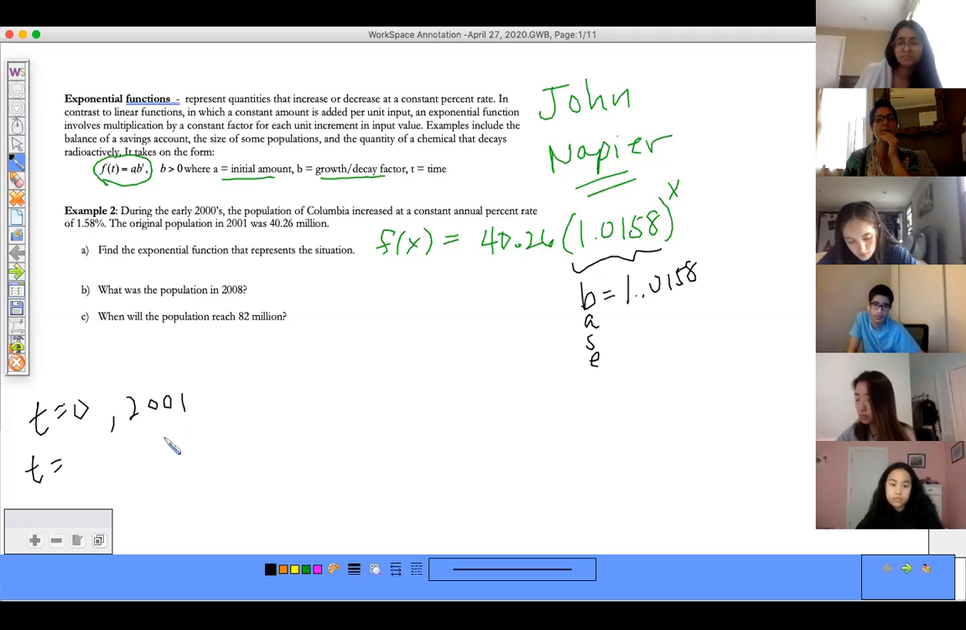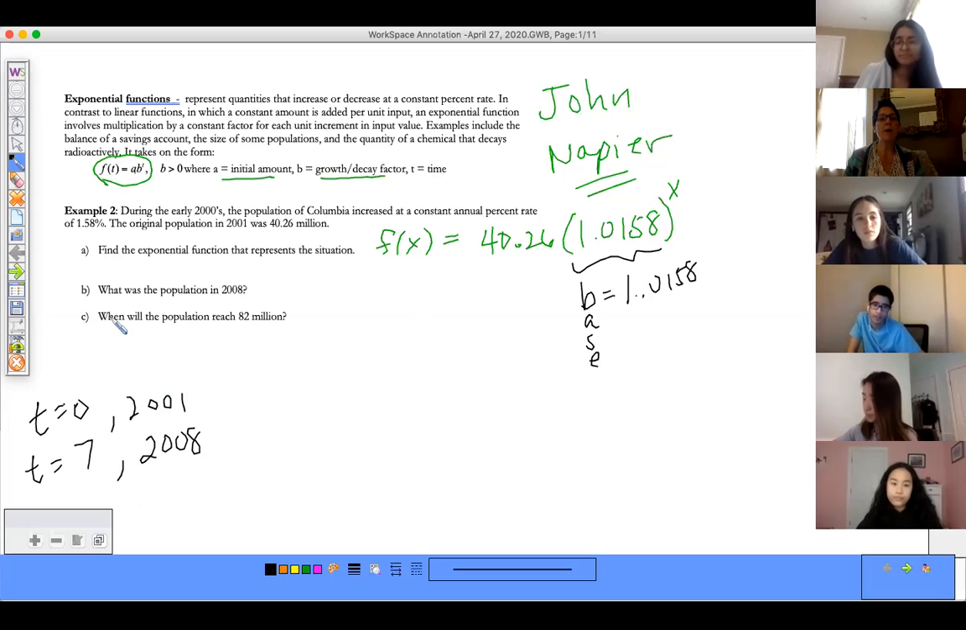2008, right? So 2008 would be t is equal to what? 7. Would you agree? 7. Okay, good. So now if I wanted to, I could just plug 7 into this function and call it a day. Is everybody okay with that?